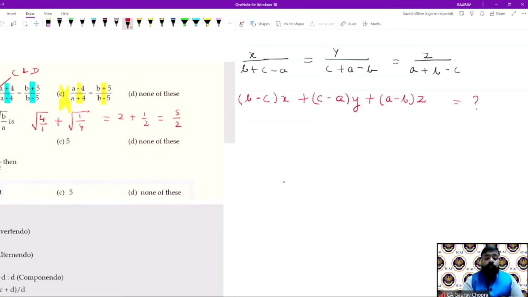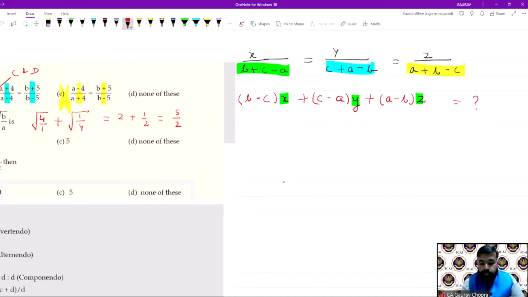So what we have to do, we have to substitute the value. So we have to put the value in place of X, Y, and Z. So from where we can bring the values? In place of X, we can put B plus C minus A. In place of Y, C plus A minus B. And in place of Z, A plus B minus C. So we can substitute these values so that we can get the required result.